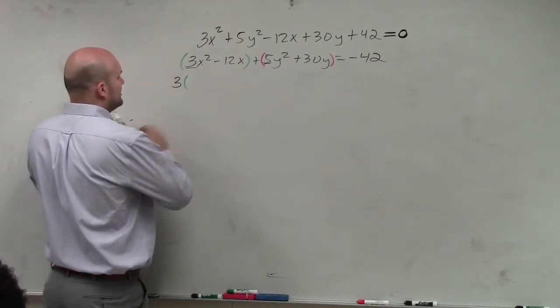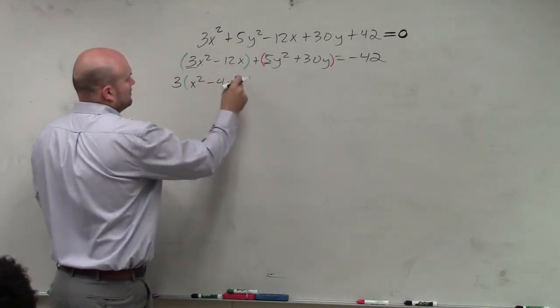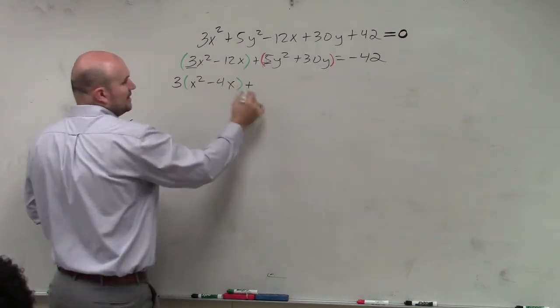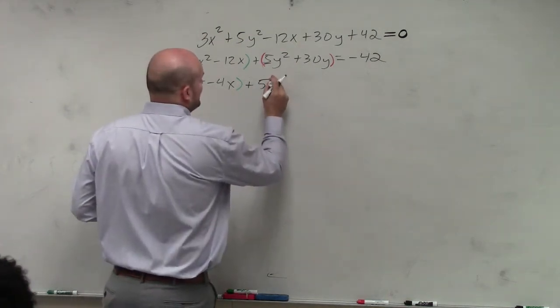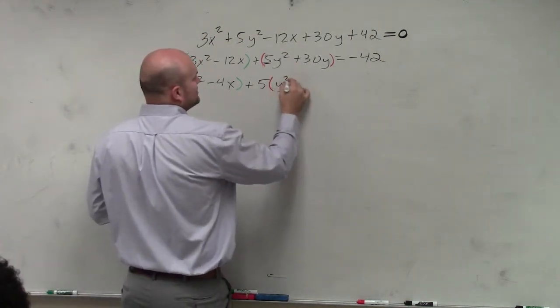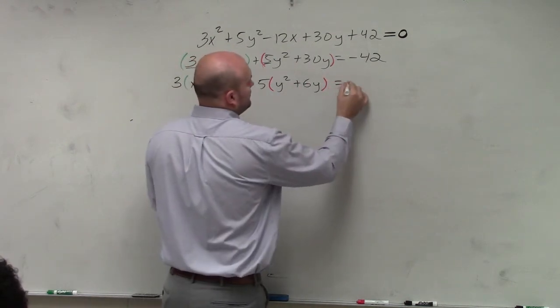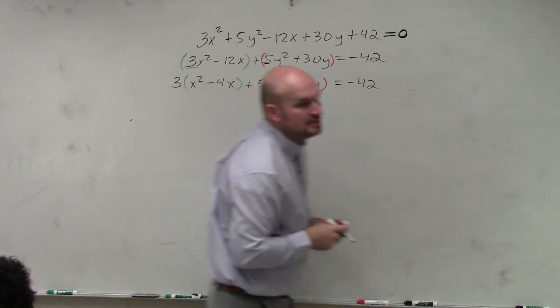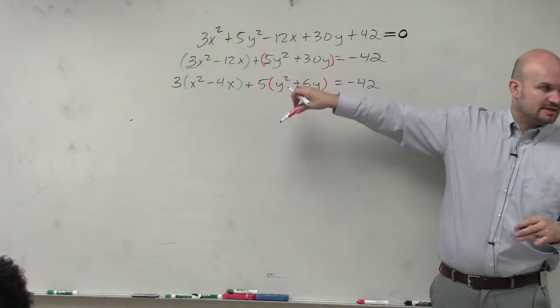And when I factor out a 3, I'm left with x squared minus 4x. Over here, I factor out a 5. After factoring out a 5, I'm left with y squared plus 6y equals negative 42. Does anybody have any questions on how I got to this from here to here?